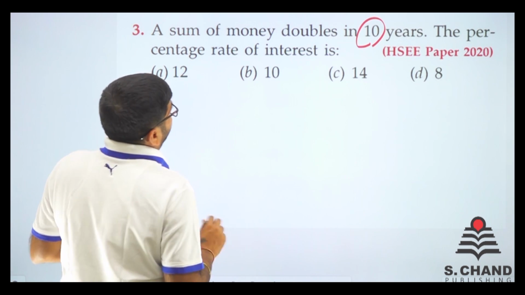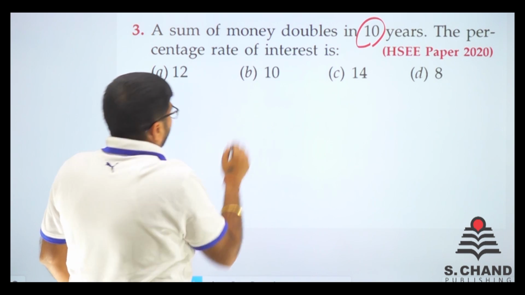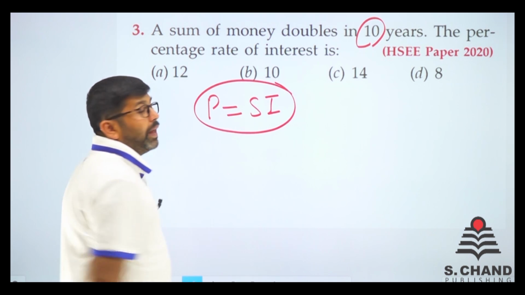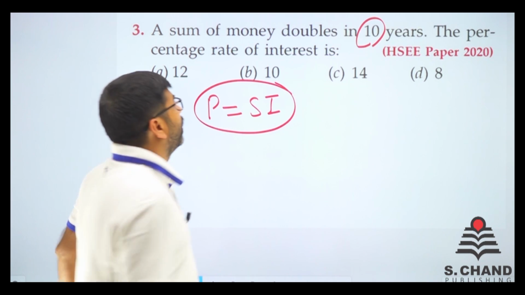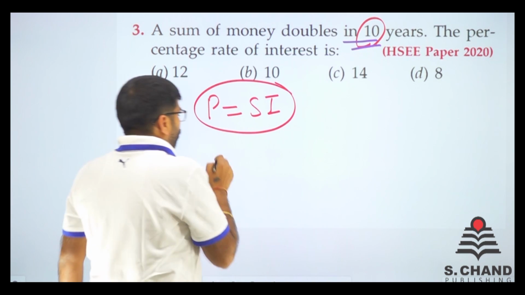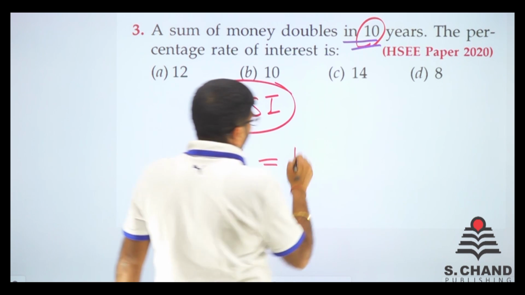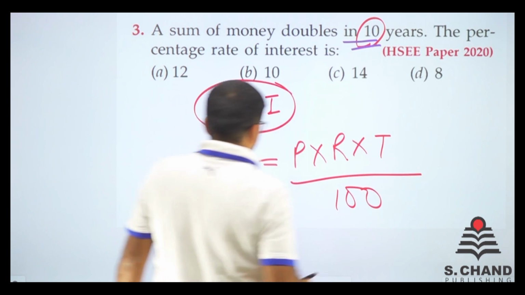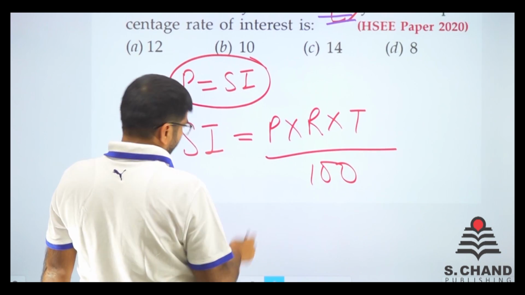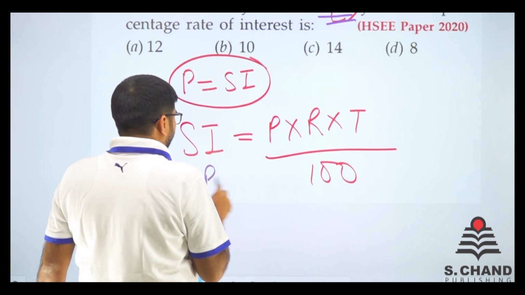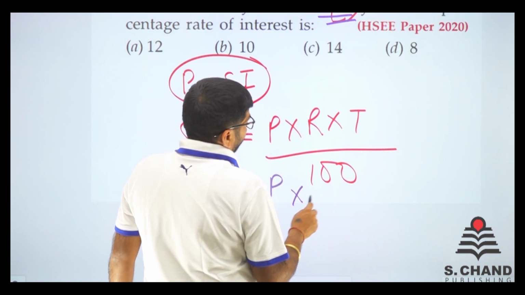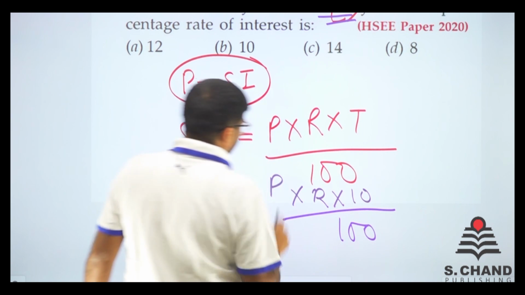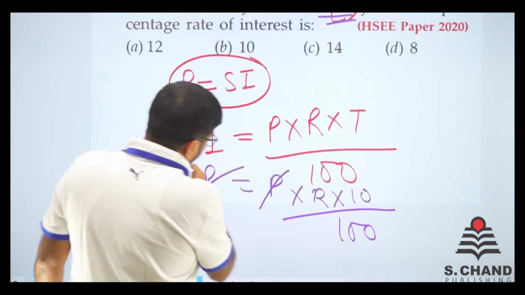So what we need to do is simple. The sum of money gets doubled. So if, say for example, the principal and SI, that is simple interest, are both equal, that means it has doubled. So we know the formula, SI is equal to P into R into T divided by 100, right? So SI is P, the rate of interest we need to find, and time is 10 years, divided by 100. First of all, P is cancelled, so 100 goes there.